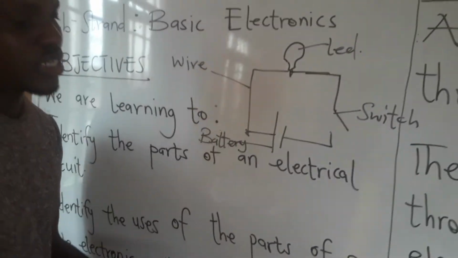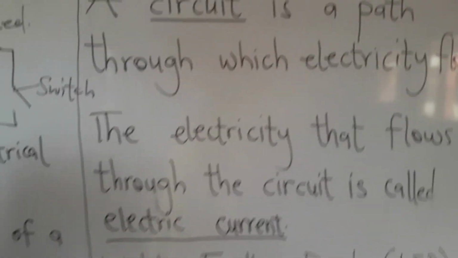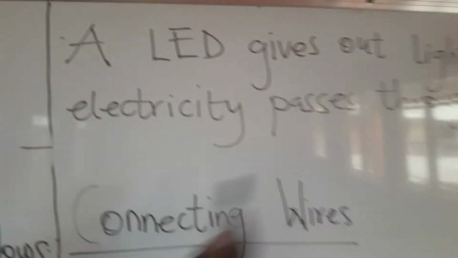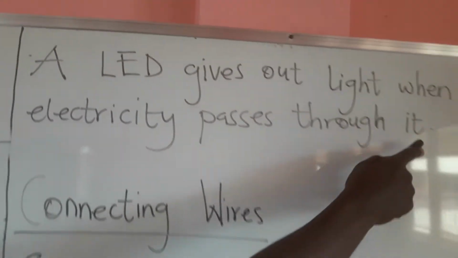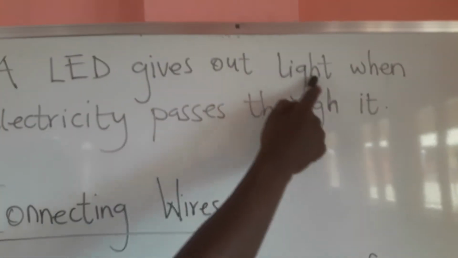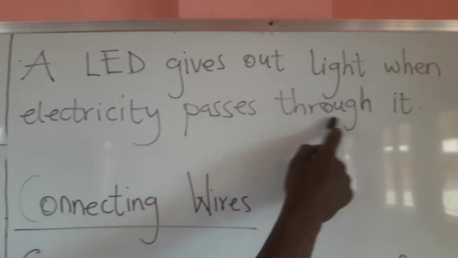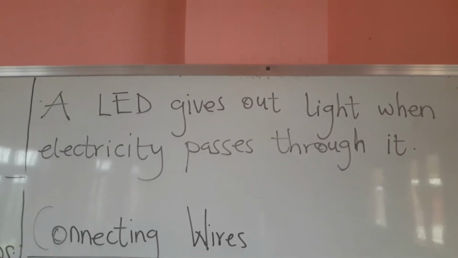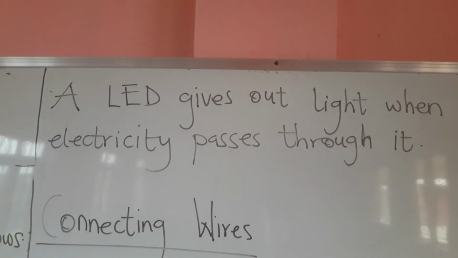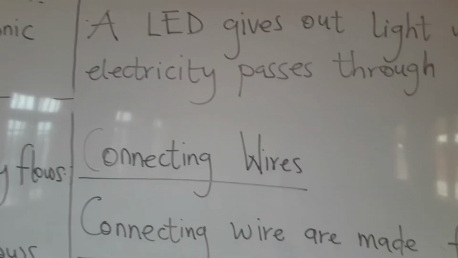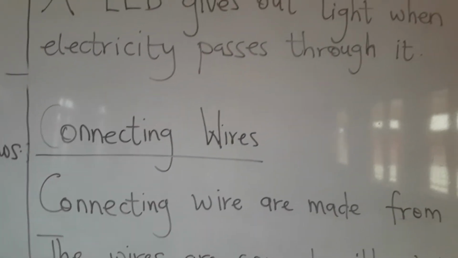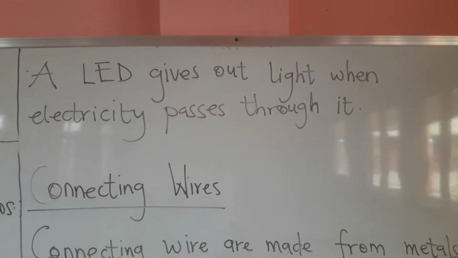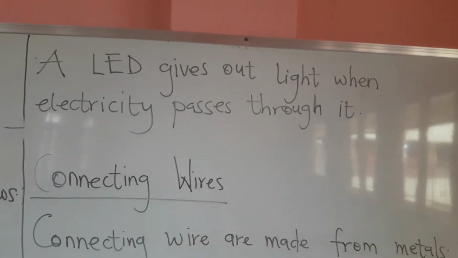Good. Let's continue. Now, a LED gives out light when electricity passes through it. That's what I said earlier when I said that when the current is moving through the circuit, it produces light. Immediately the electricity gets to the LED, it produces light.